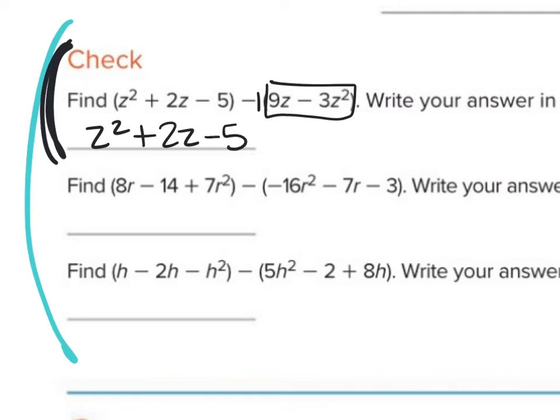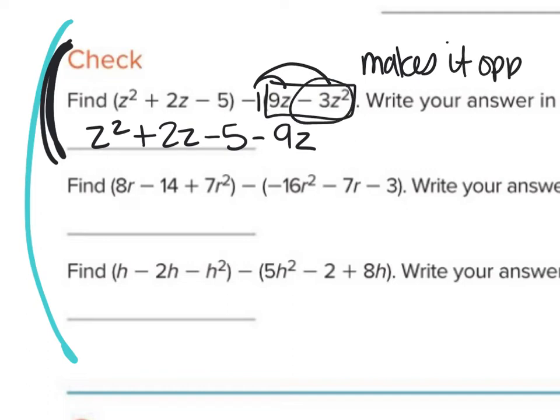Okay, what's the 9z going to be now? Negative 9z. What will the 3z squared be? If you multiply it by negative 1, what's that do to it? Makes it opposite. So what's its opposite? Are you talking about the negative? This one. What's the opposite of that? Negative 3. If you guys want to put a 1 there.